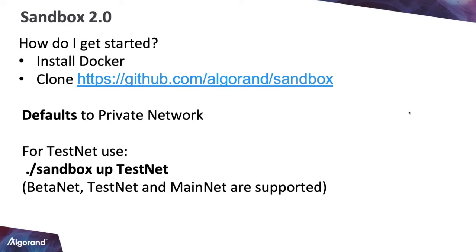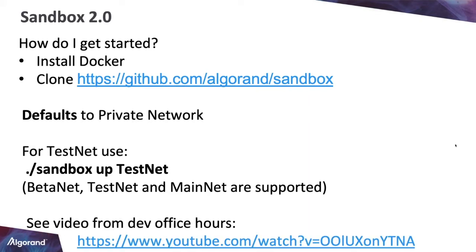It's a 2.0 version, and it defaults to a private network. And that's the biggest difference for anybody that's been using Sandbox to date. It used to default to testnet. So now for testnet, you specifically need to put that as a parameter. So it would be ./sandbox up. If you leave everything else out, you get private network. Or you can specify testnet, betanet, mainnet. Those are all supported.